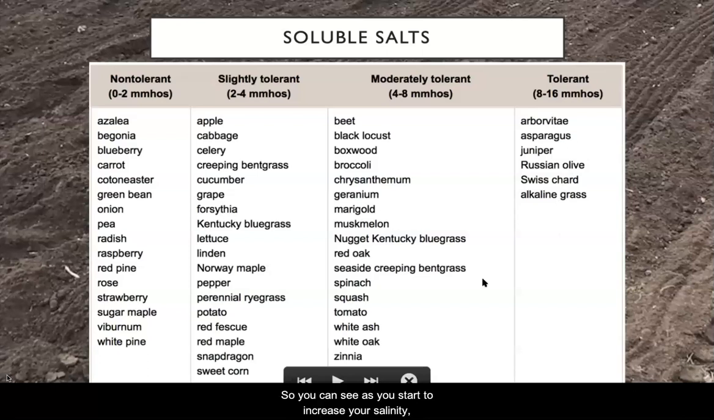So you can see as you start to increase your salinity, you're going to be able to grow less and less things, and they're not going to do so well. So if you can keep it low, you can grow a wider variety of plants.